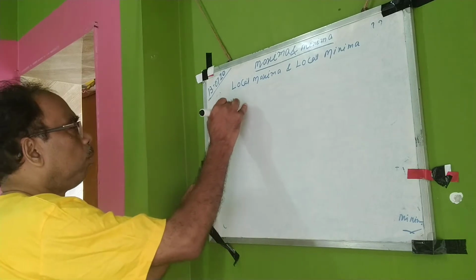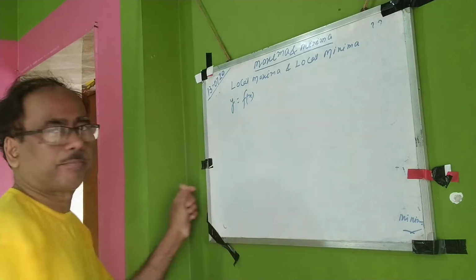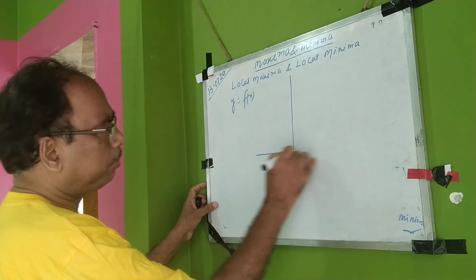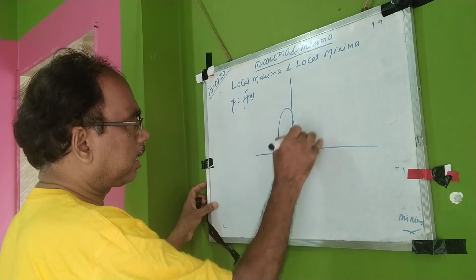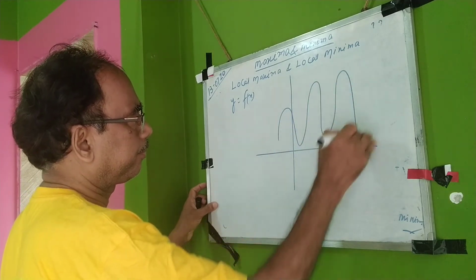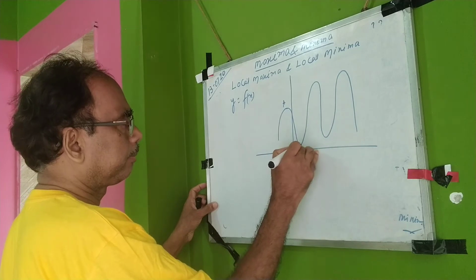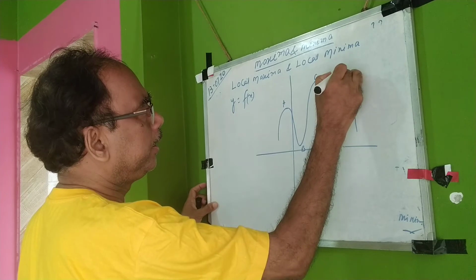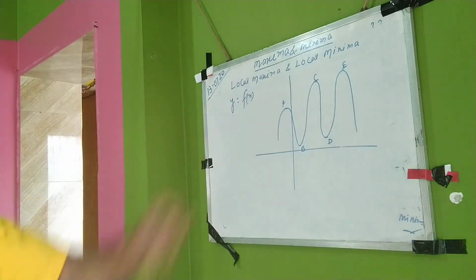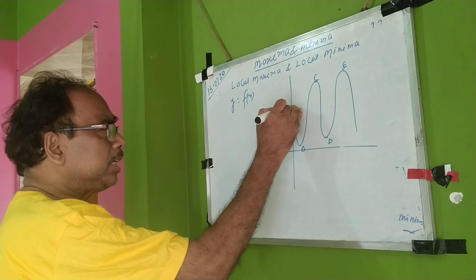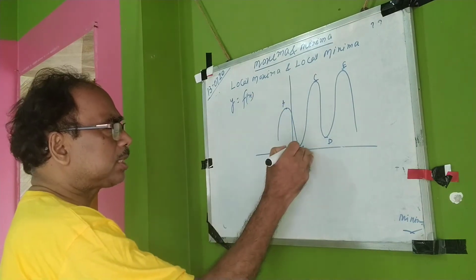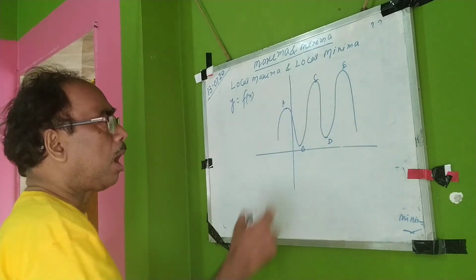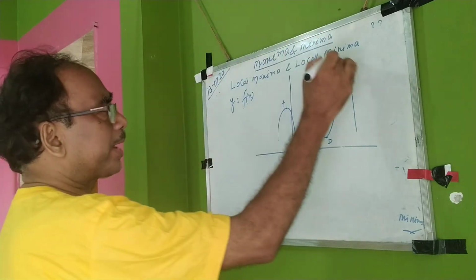Let y equals f(x), the equation of a curve. I am drawing a graph of this curve. Suppose this is the curve. A, B, C, D, E are 5 points on this curve. At this point, this is the local maxima. At this point, this is local minima. This is local maxima. This is local minima. This is local maxima.